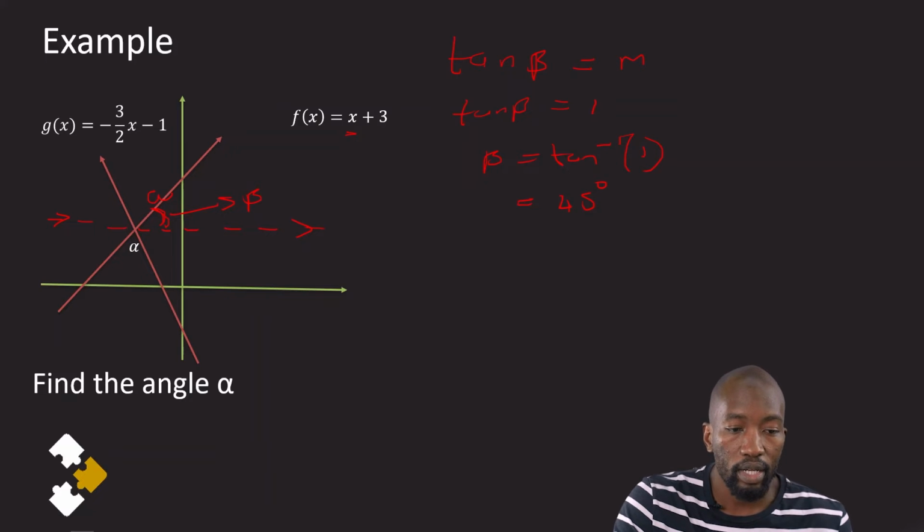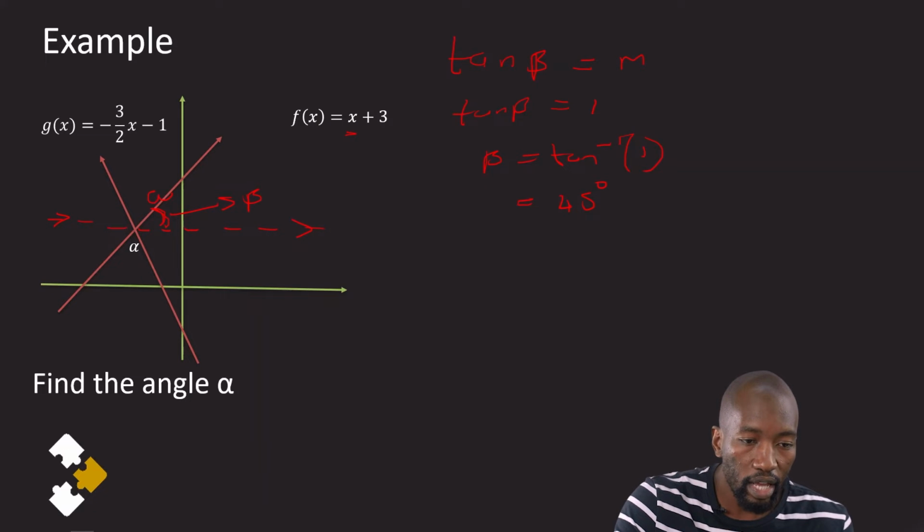Now we're not done. Now we need to find this angle here, this whole angle. And we can find that. Let's quickly do that. We'd have to do the same thing where tan, let's call that whole angle x.